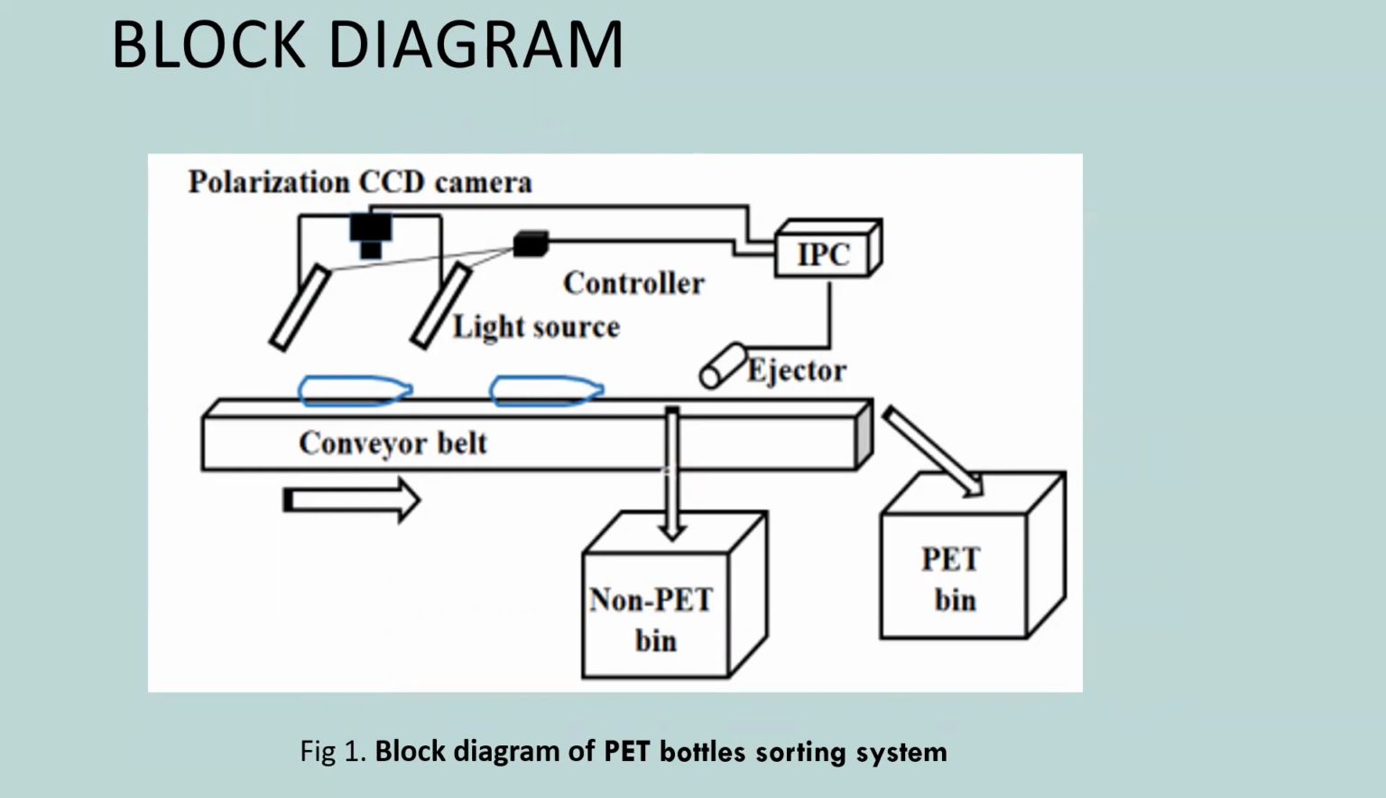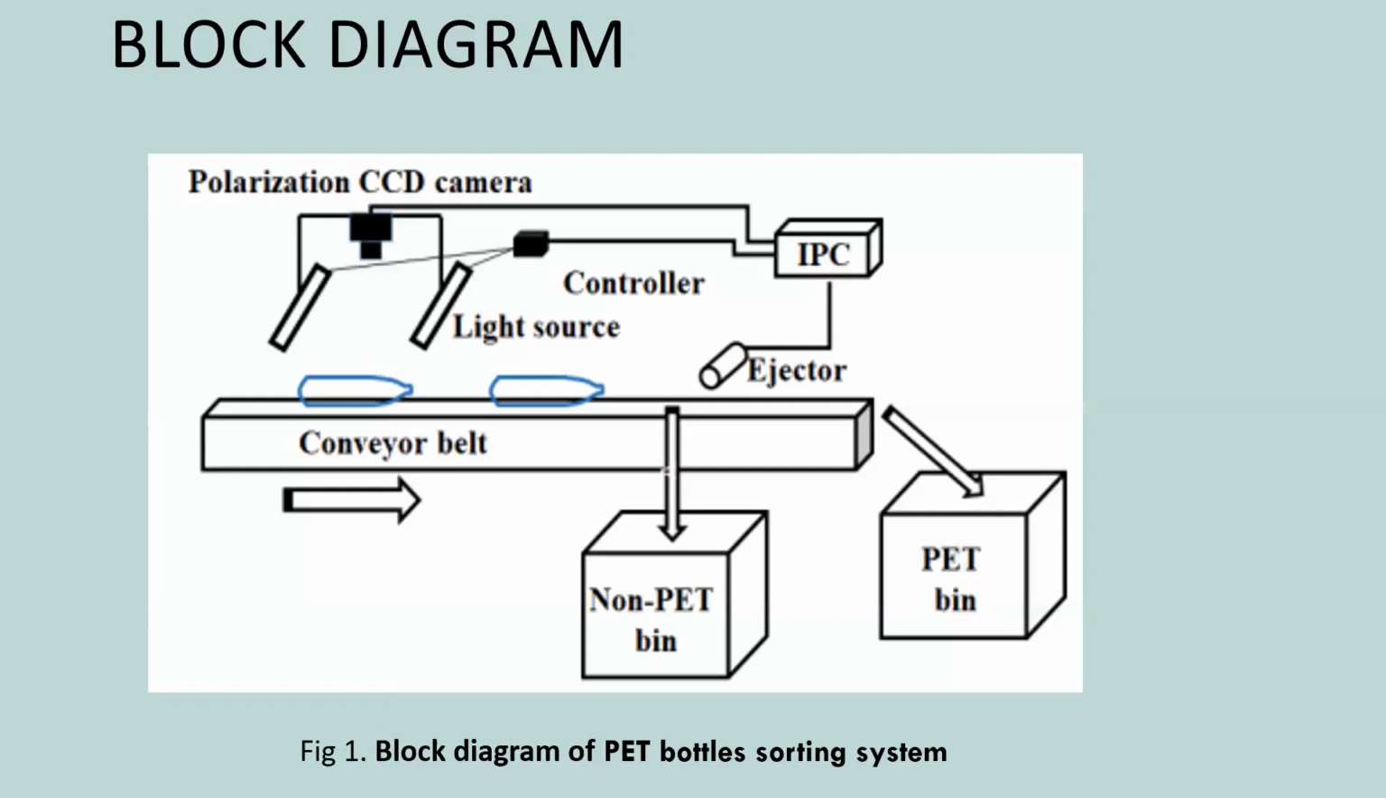Here is the conveyor belt, and on this conveyor belt we are going to place the plastic bottles using a light source. When the light falls on the plastic bottles, the light is emitted. That emitted light is captured by the polarization CCD camera, and it captures the image in four angles like 0 degree, 45 degree, 90 degree and 135 degree, and it also continuously captures the image of the plastic bottles so that it is easy to identify which type of plastic it is.